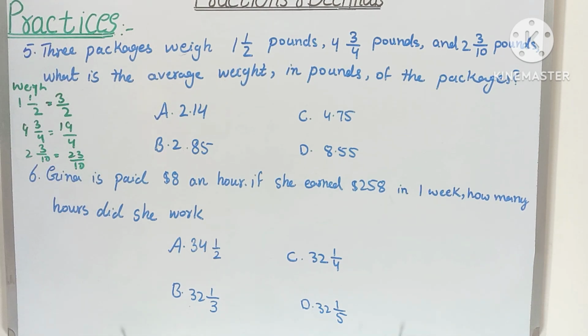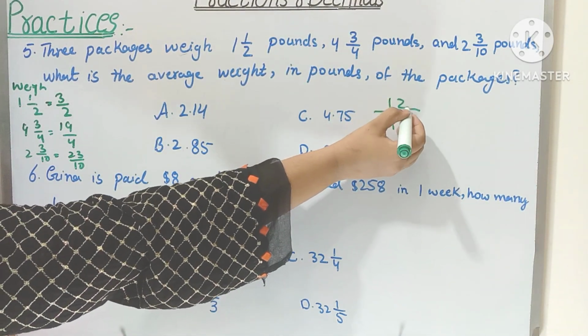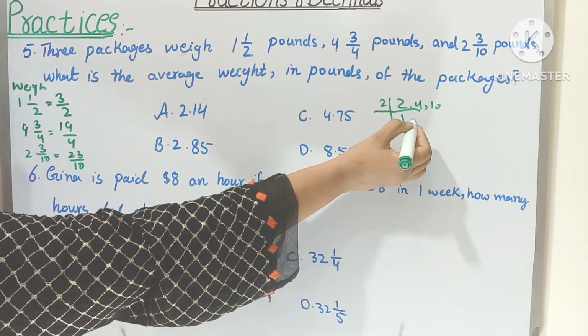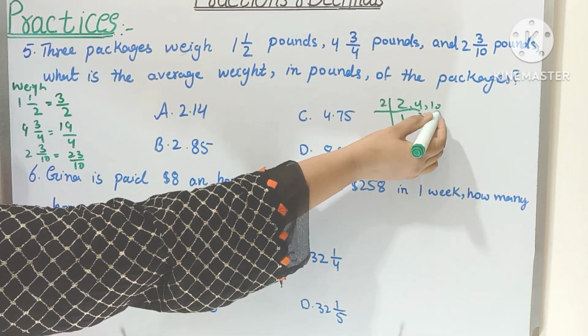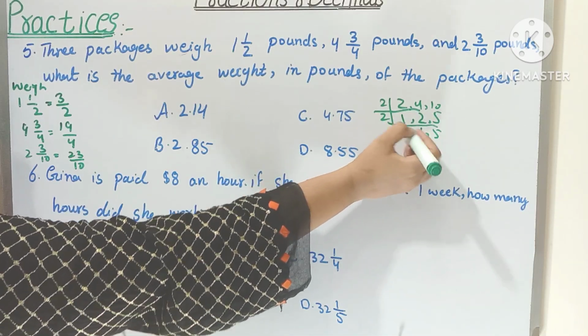Next, we will take the same denominators. What we do for this is take the LCM of 2, 4 and 10. 2 1s are 2, 2 2s are 4, 2 5s are 10. 2 1s are 2, 5.